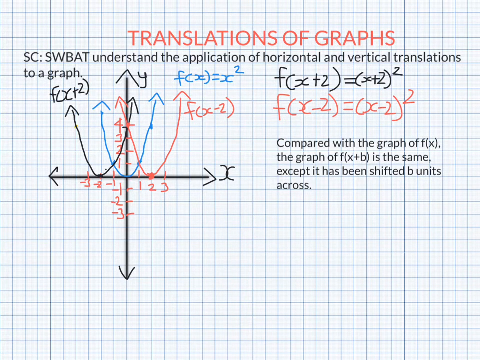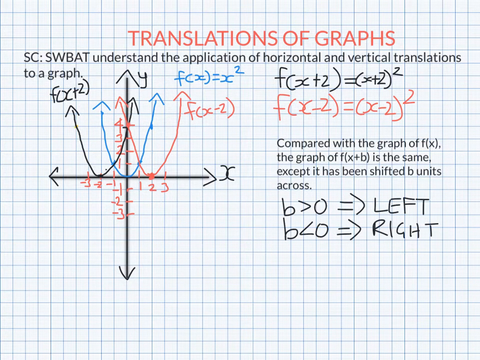So you're just going to have to remember that shifting left or right sort of goes in the opposite way that you'd expect. So if we take f(x + b), it's the same graph as f(x), but shifted b units across. And as I just said, if b is positive, you go to the left, negative, you go to the right, even though that's counterintuitive.